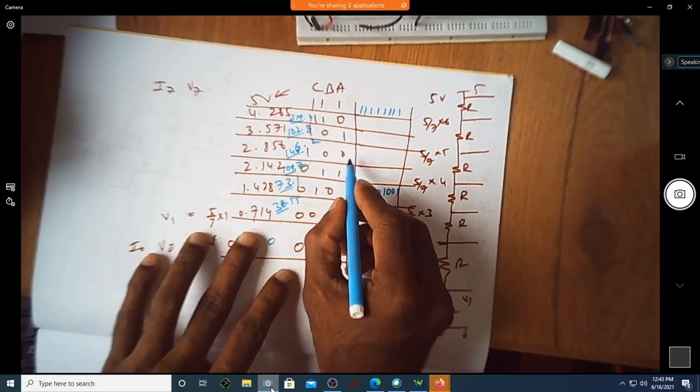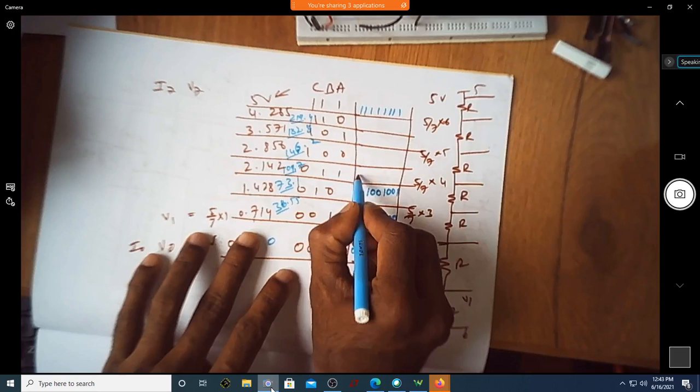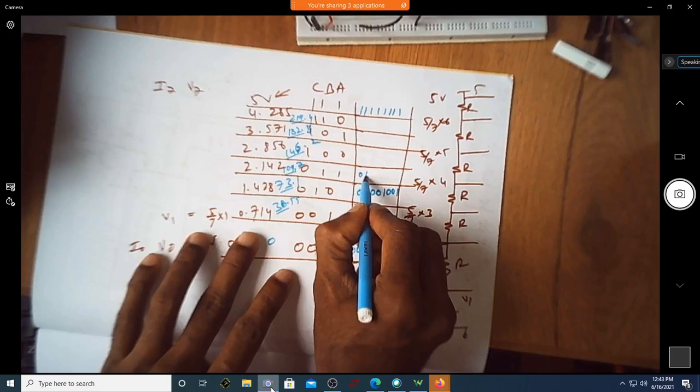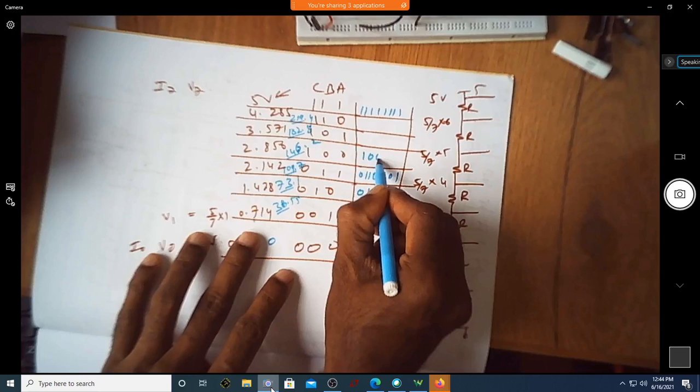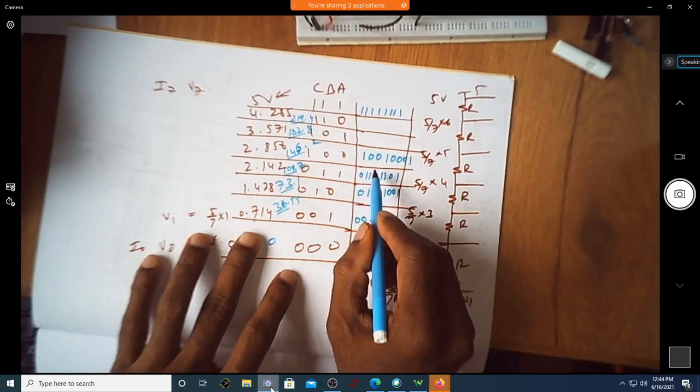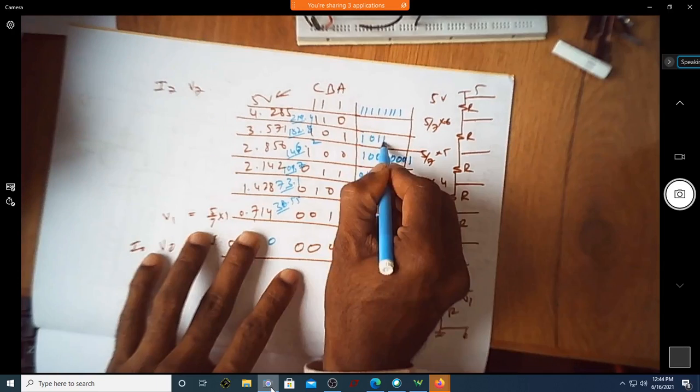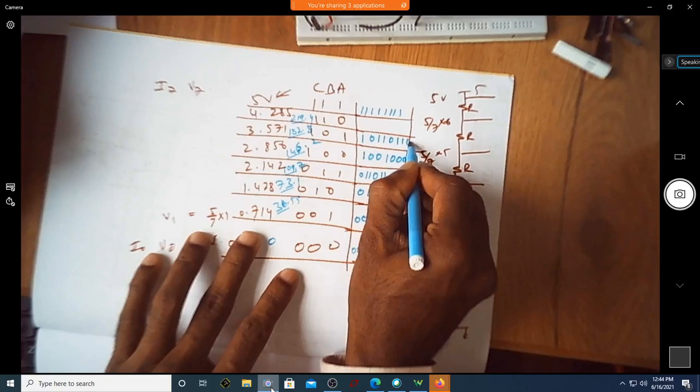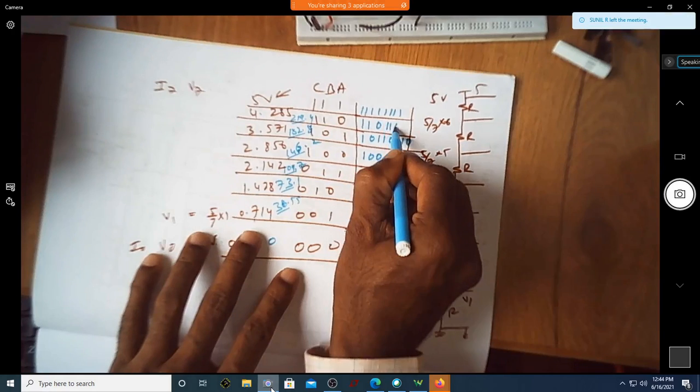And 109 is 0, 1, 1, 0, 1, 1, 0, 1. Correct? Yes, sir. 145 is 1, 0, 0, 1, 0, 0, 0, 1. And 182 is 1, 0, 1, 1, 0, 1, 1, 0. Then it is 1, 1, 0, 1, 1, 0, 1, 1, 1, 1, 0, 1, 1. Correct? Yes, sir.